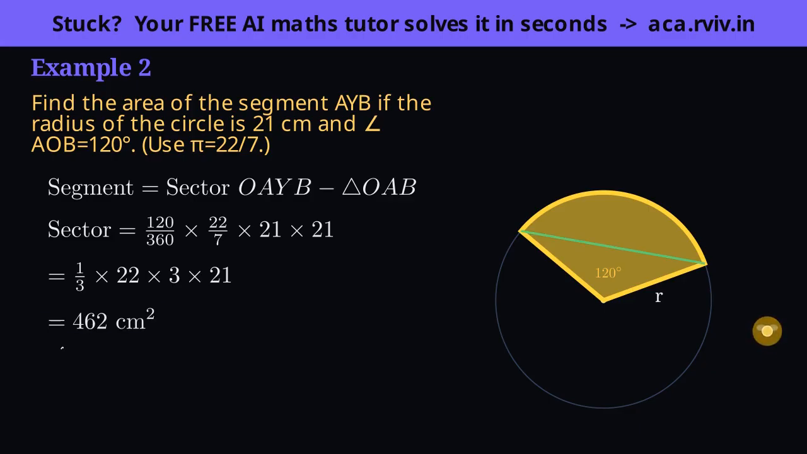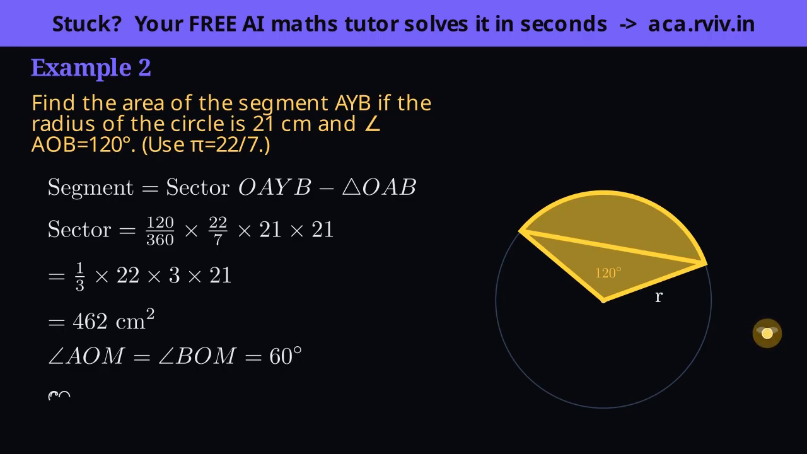Piece 2. Triangle OAB, the flat triangle between the two radii and the chord. To find its area we need its height and base, so we drop a perpendicular OM from the center onto the chord. Because the two radii OA and OB are equal, this triangle is isosceles, and that perpendicular neatly bisects both the chord and the 120-degree angle, giving two right triangles, each with a 60-degree angle at O.